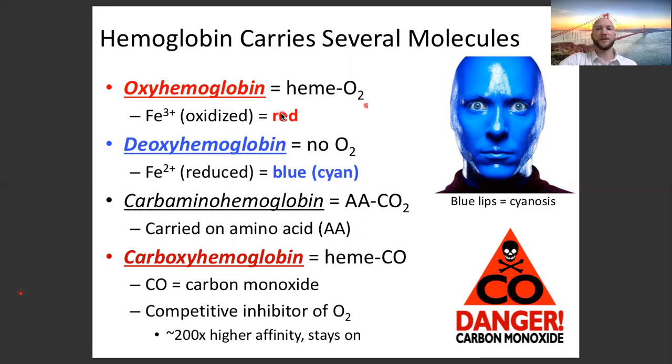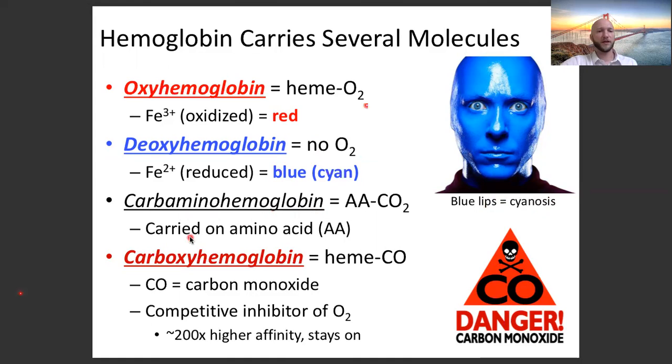Oxygen-bound hemoglobin tends to have a reddish color, that reddish blood color. When there's no O2 bound to it, it has more of a bluish color, cyanosis. Now, this is not a picture of somebody with cyanosis. This is a picture of somebody with face paint. It's a little extreme, but there will be a bluish hue to people's lips when they start to get cyanosis, when there's not enough oxygen bound.